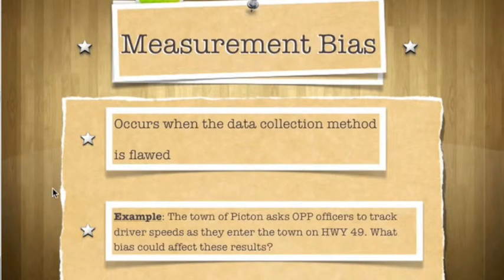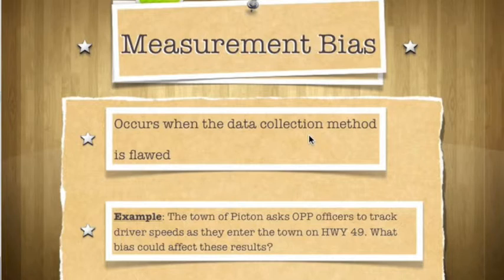The third type is measurement bias. This is when the data collection method is flawed. Imagine the town of Picton wants to gather some information on driver speeds. They ask the OPP to set up radar guns on Highway 49 as people enter Picton. The problem there is that when you see an OPP officer, you immediately slow down. So all of that data coming back to the town of Picton is going to be biased because the measurement tool is not accurate.